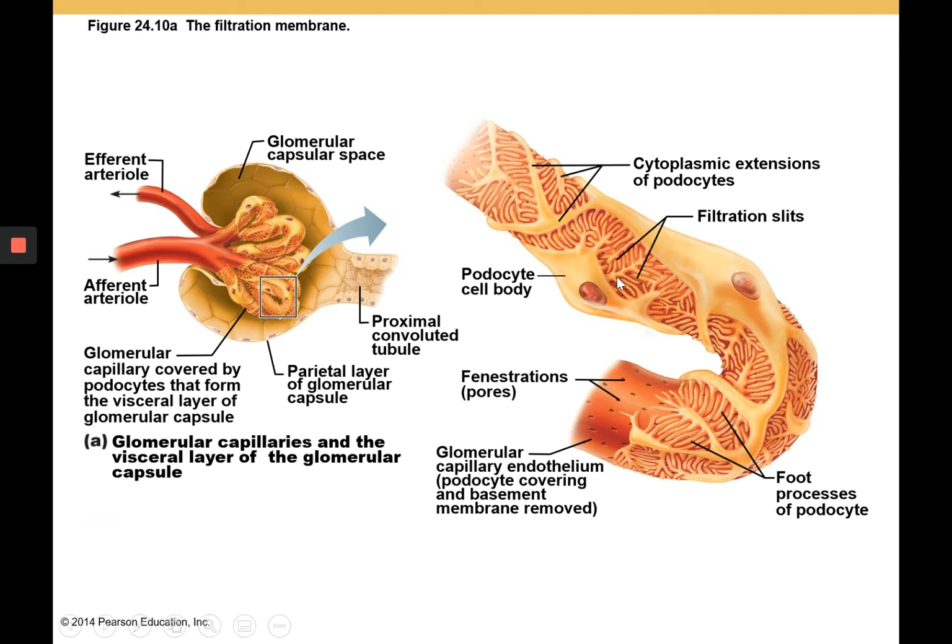You can see the many projections of the podocytes, so there are slits or spaces in between them, and we can see pores of the fenestrated glomerulus. So if stuff fits through the pore and then it fits through the filtration slit, it gets to move past the filtration membrane into the capsular space of the glomerular capsule. From the glomerular capsule, that filtrate will move into the proximal convoluted tubule.